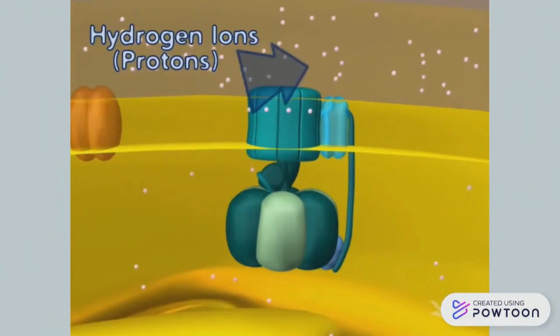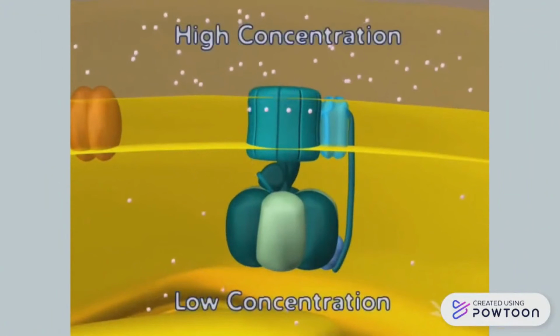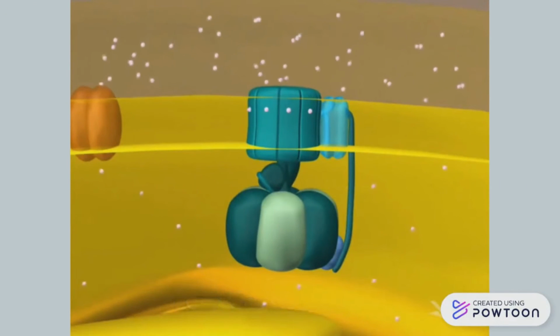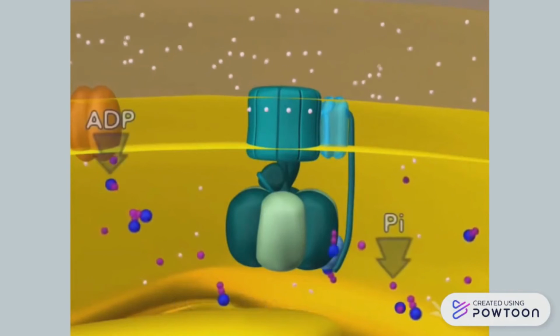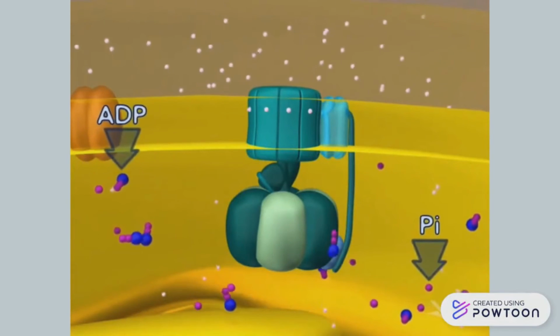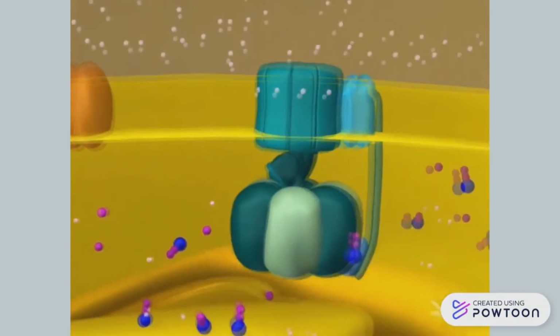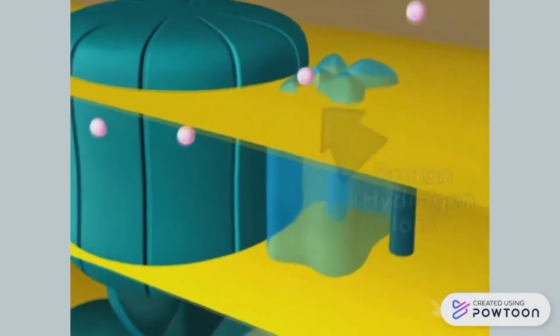Number of hydrogen ions on the two sides of the membrane. This difference is a hydrogen ion or proton concentration gradient. The energy associated with this gradient is used to synthesize ATP from ADP and PI. This occurs at the ATP synthase complex.